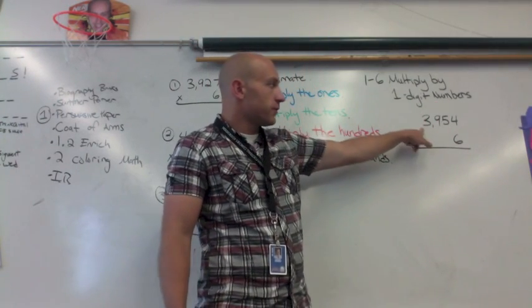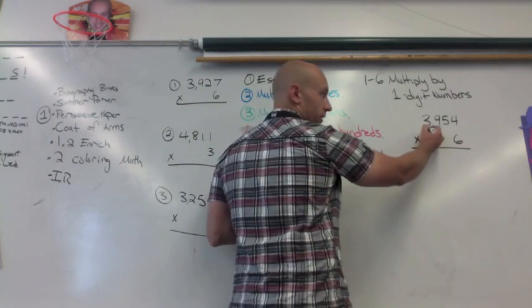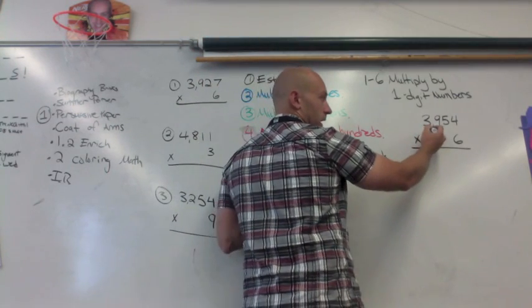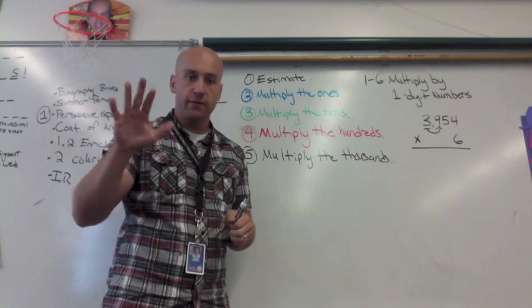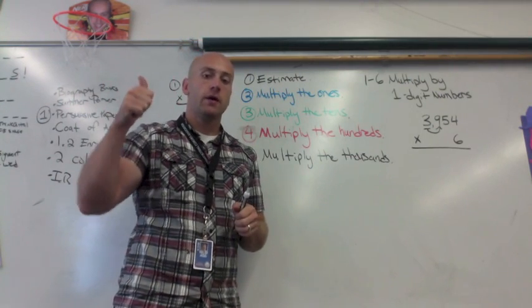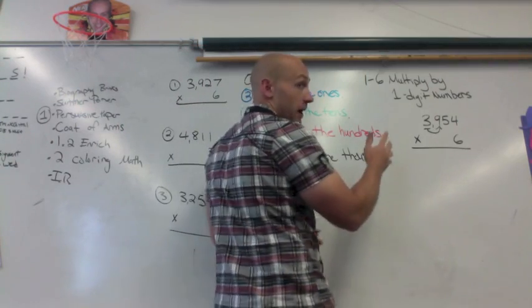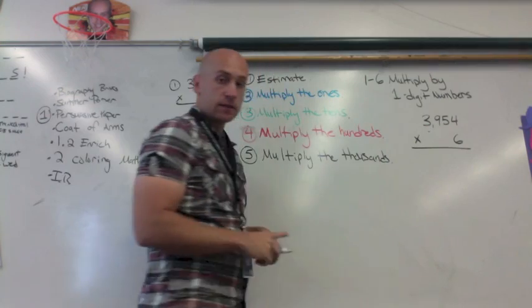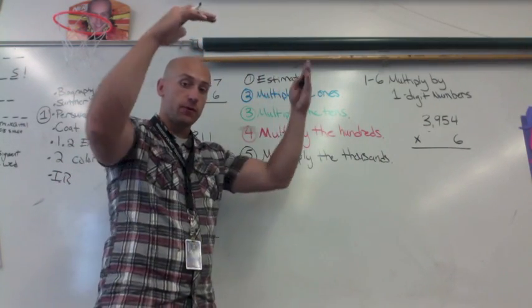So for 3,954, remember when we round, we look at the number that we want to round. So we're rounding the thousands. So we look at the 3, and then we just look to the right. Remember, if that number is 5 or higher, we round up. If the number is 4 or lower, we keep it the same, or round down. So it's 9. So that means we're going to round up. So the nearest 1,000 from 3,000 is 4,000.